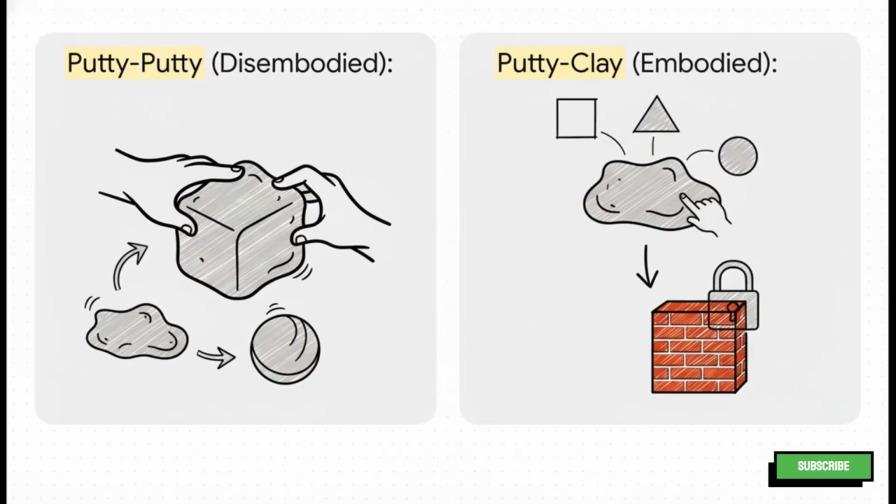This slide brilliantly illustrates the difference with a great analogy. Disembodied change is often called putty-putty. Think of a material that's always soft and flexible, something you can reshape anytime. But embodied change is called putty-clay. You have choices when the capital is still like putty. You can decide what kind of factory to build, but once it's built, it hardens into clay. Its design and how many workers it needs is locked in.